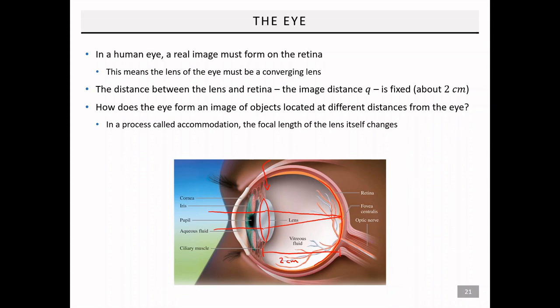However, objects at different distances from the eye will focus at different locations along the back of the eye. In order to see clearly, you need that focus to be on the retina. In order to do this, the muscles in the eye can adjust the lens in a process called accommodation. During this process, the actual focal length of the lens changes.